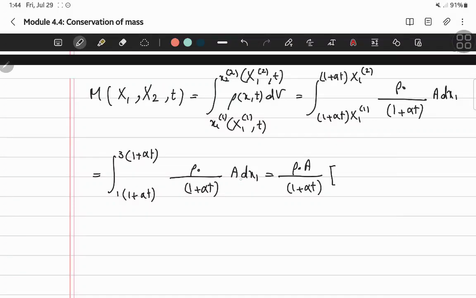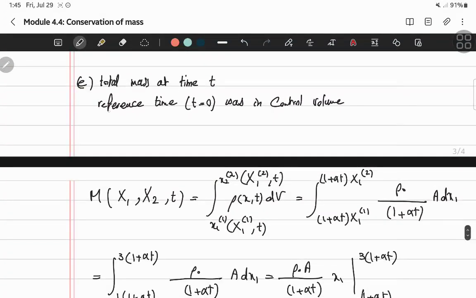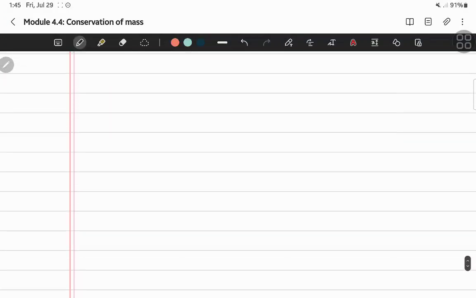So if we take this, this is going to be x1 goes from 1 plus alpha t to 3 times 1 plus alpha t, which is equal to rho 0 A over 1 plus alpha t. This is 3 minus 1, so it becomes 2. So 2 times 1 plus alpha t, so this cancels out this one, just 2 rho 0 A, which is our mass, total mass in reference time.